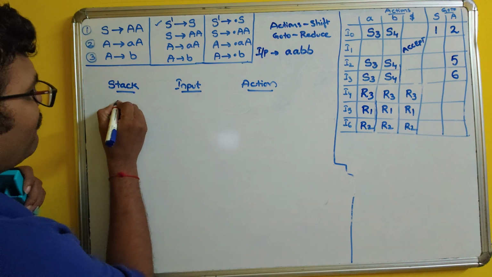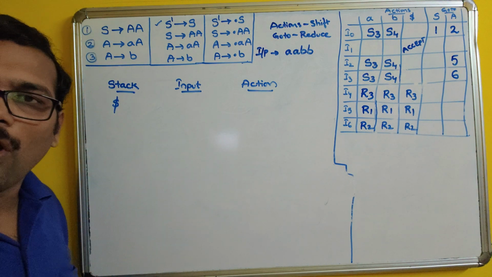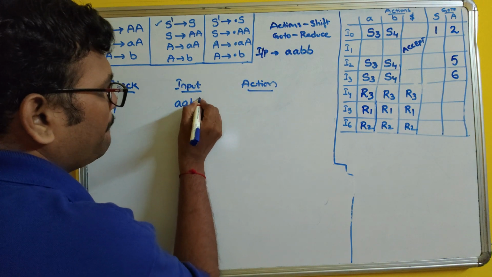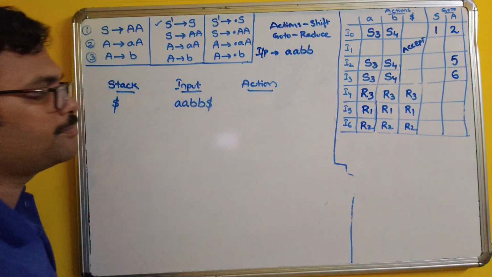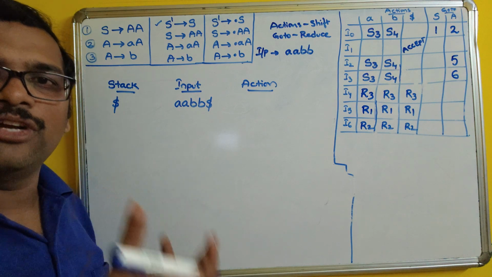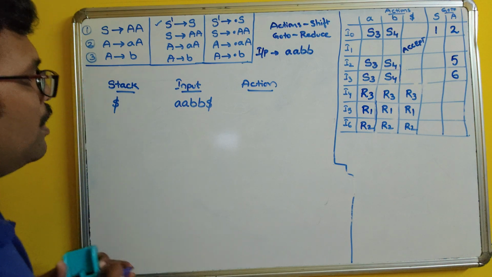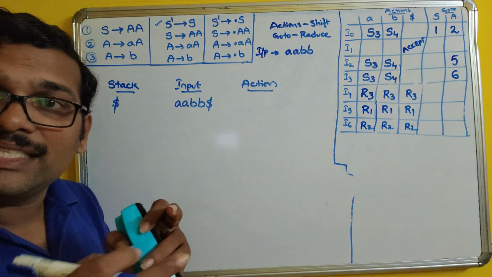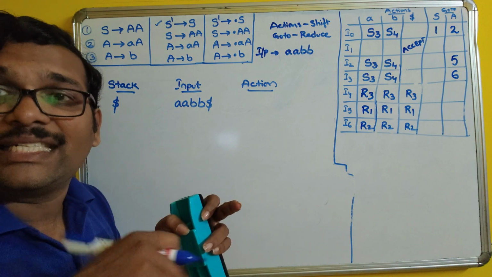So initially the stack will be empty and dollar will be pushed. Input string will be A, B, B, dollar. We know that input string should be appended with a dollar because that gives the end of the string. Now initially start with the initial symbol, the start symbol.